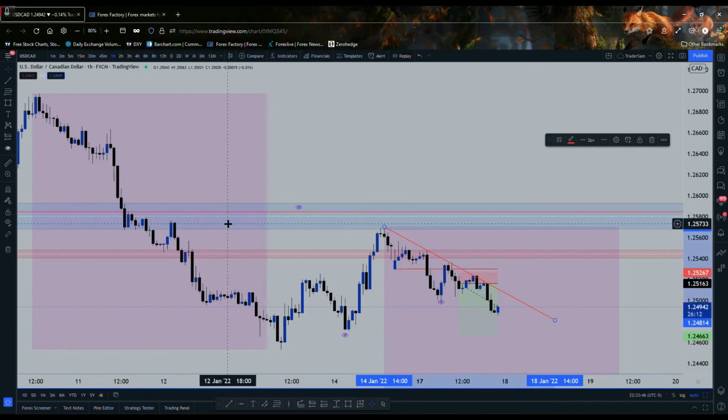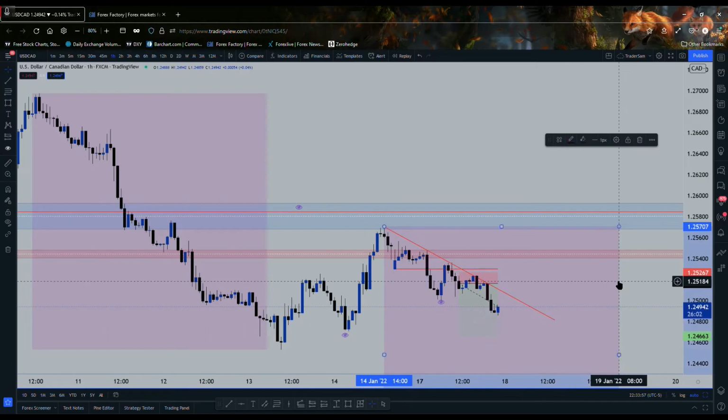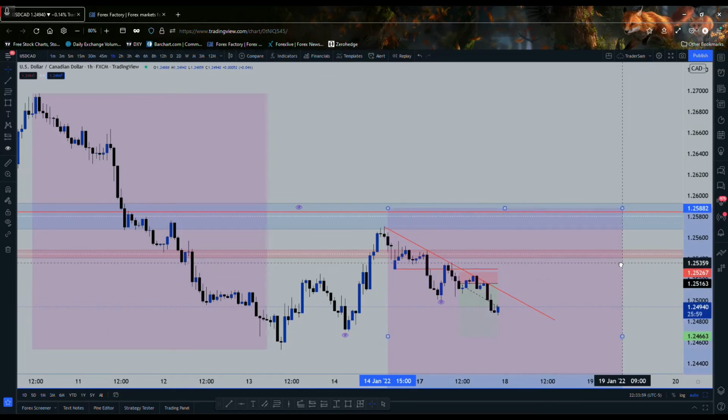I don't think I'll be taking a trade tomorrow, Tuesday. I don't really expect anything until Wednesday. So this is what I'm seeing. I wouldn't be surprised if my range expansion starts from this or this or this, anywhere here.